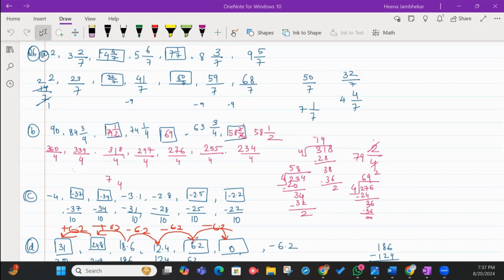6.2 minus 6.2 will give you what? A 0. Okay. Now we still have to find these boxes, this one and this one. But now, are we moving to the same side? The answer is no. Now we are going in reverse. So to go in reverse, what will you do? You will do plus 6.2 and again plus 6.2 to obtain the other ones.